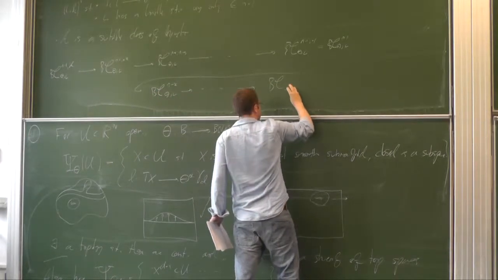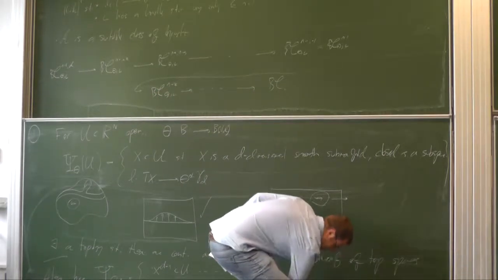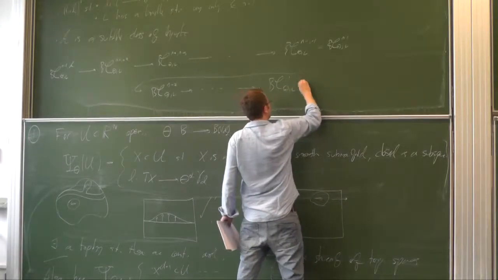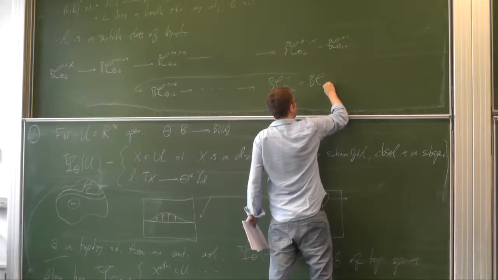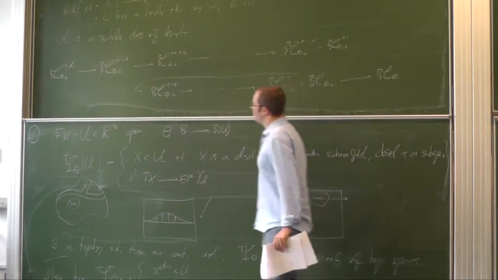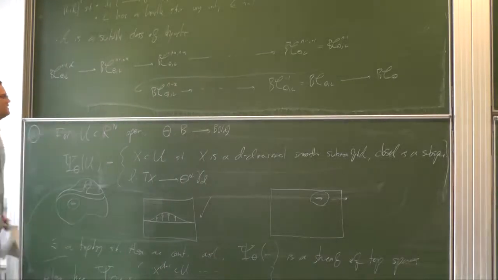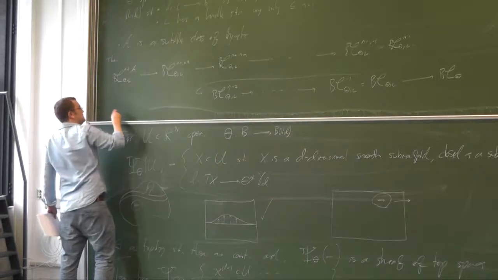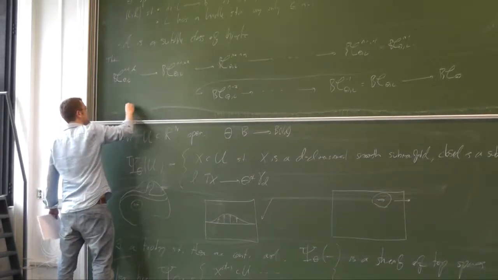To B, C, B, C, theta, L, -1, which is B, C, theta, L, and that goes to B, C, theta. And these are all homotopy equivalences.